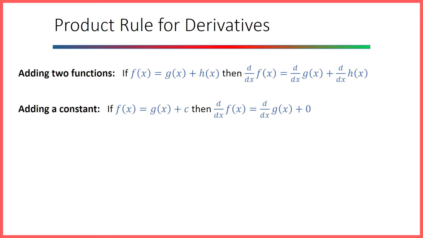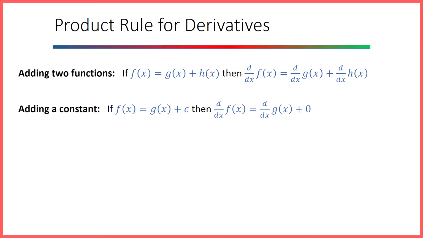If f of x is equal to g of x plus some constant, then we can simply think of it as taking the derivative of g of x plus the derivative of a constant. And since a constant is never changing, the derivative of that constant is 0. So the derivative of f of x is simply equal to the derivative of g of x.